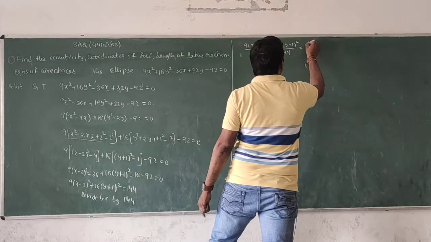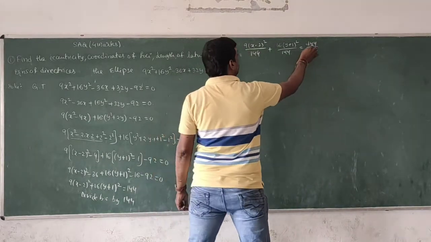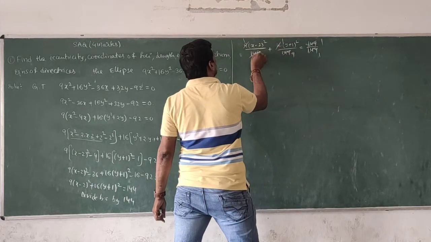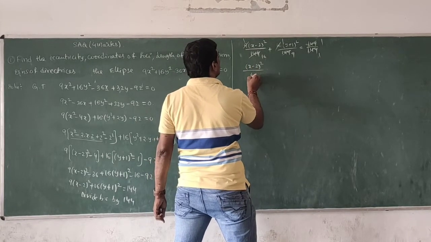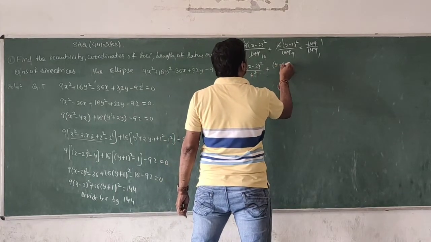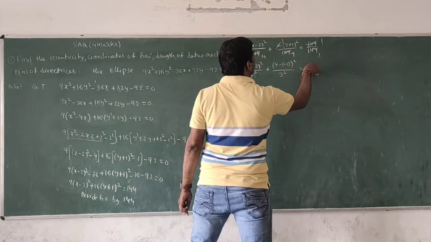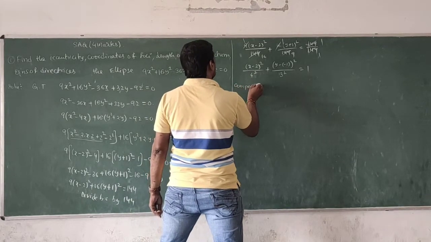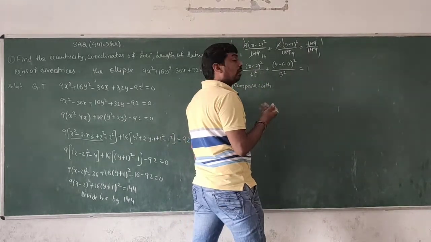If you have any doubt, write down 144 by 144: 144 by 16 is 9, and 144 by 9 is 16. So (x minus 2) whole square by 16; this 16 can be written as a square, or not? Yes. Next (y plus 1) can be written as y minus of minus 1, or not? Yes. Now 9 can be written as 3 square, 1 by 1 means 1 only. Now compare with the standard form. Third or fourth case, because we have a non-origin center.